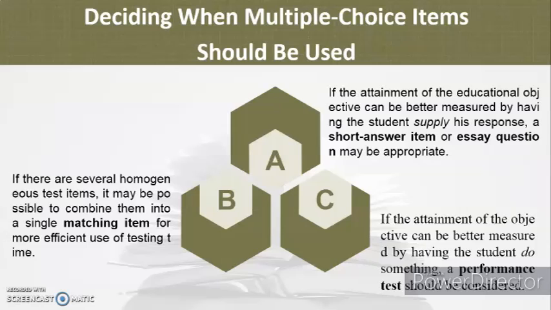Deciding whether multiple choice items should be used: if the attainment of the educational objective can be better measured by having the student supply his response, a short answer item or essay question may be appropriate. But if there are several homogeneous test items, it may be possible to combine them into a single matching item for more efficient use of testing time. And the last one is, if the attainment of the objective can be better measured by having the students do something, a performance test should be considered.